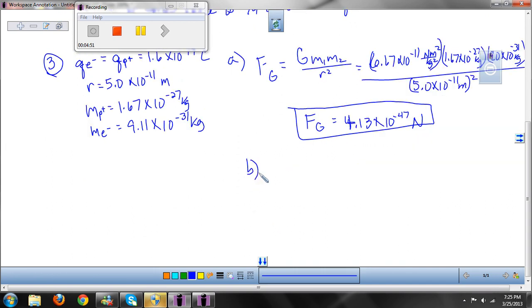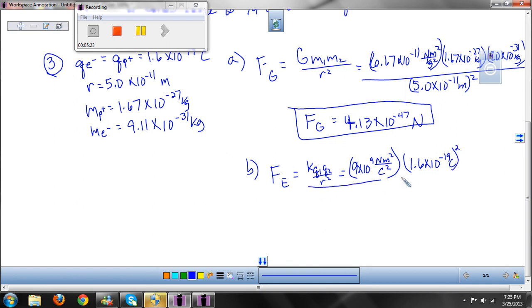Part B says, find the force of attraction between the two particles. So the electric force, Coulomb's law says it's K Q1 Q2 over R squared. K is 9 times 10 to the 9th, Newton meter squared over Coulomb squared, sorry. Q1 and Q2 are equal, so they're both 1.6 times 10 to the minus 19 coulombs. And I'll just square that, so that would be Q1 times Q2. And they are separated by a distance of 5 times 10 to the minus 11 meters squared.